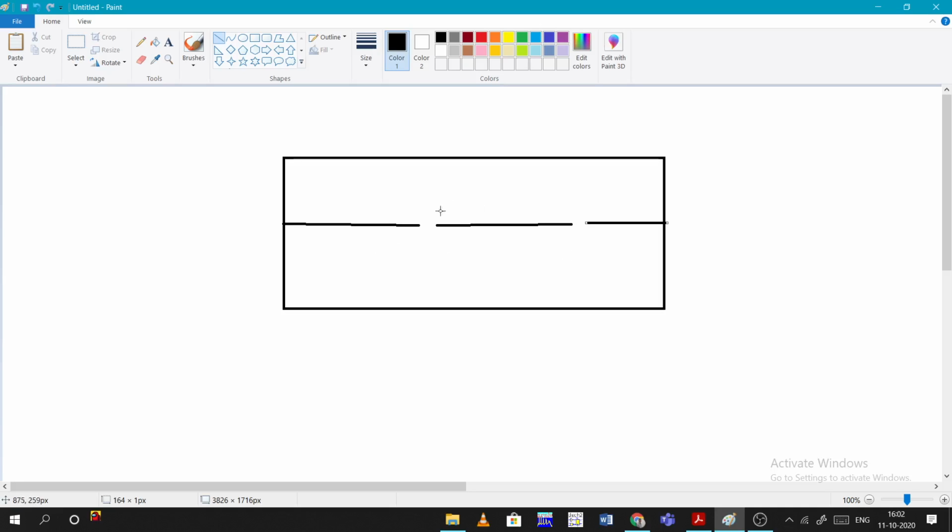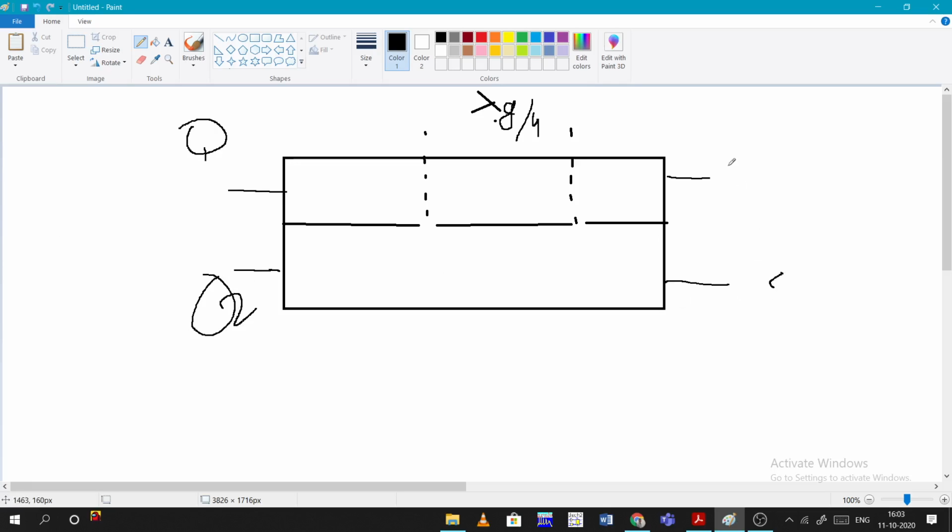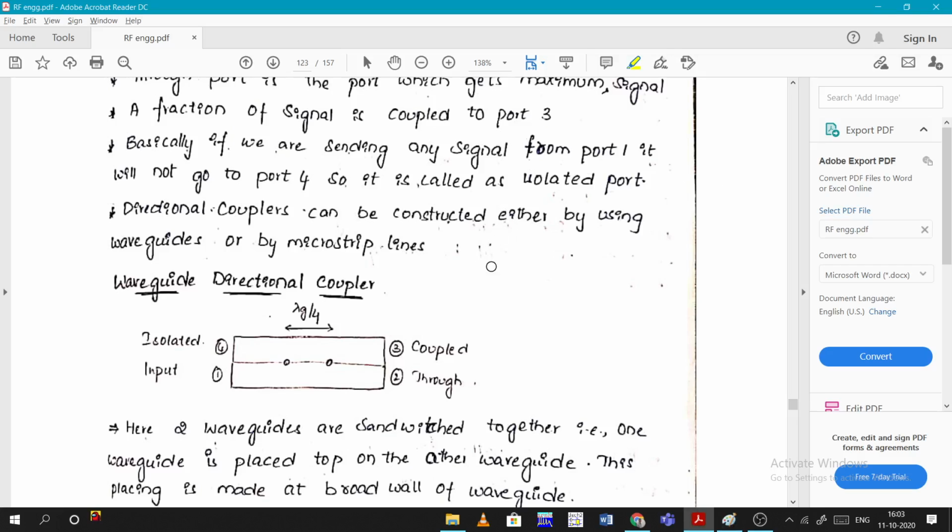Basically, what they are saying is the distance here. This distance will be lambda g by 4. From this we can see these are the ports. Now let us consider this port as 1, 2.